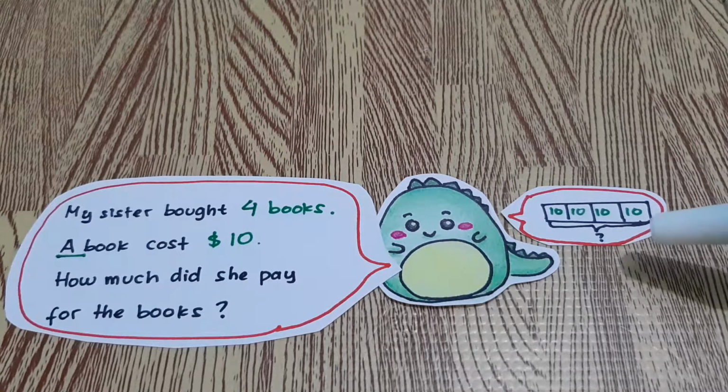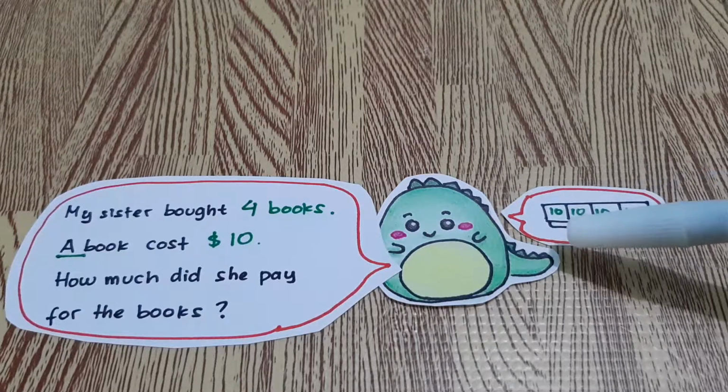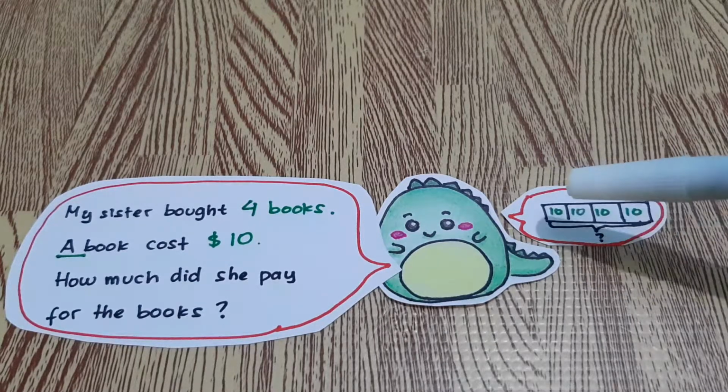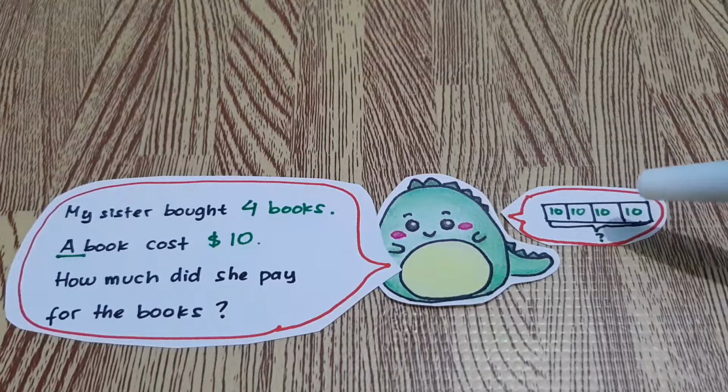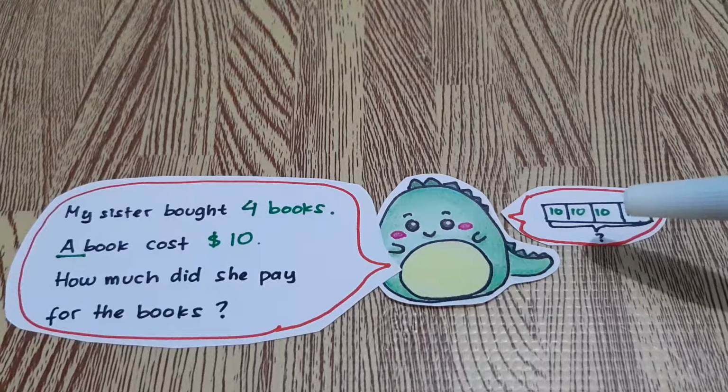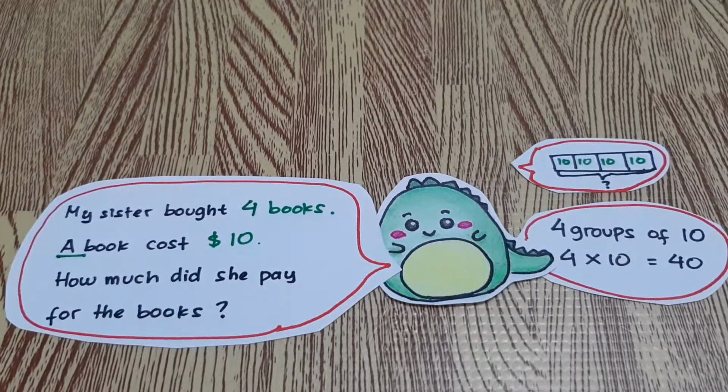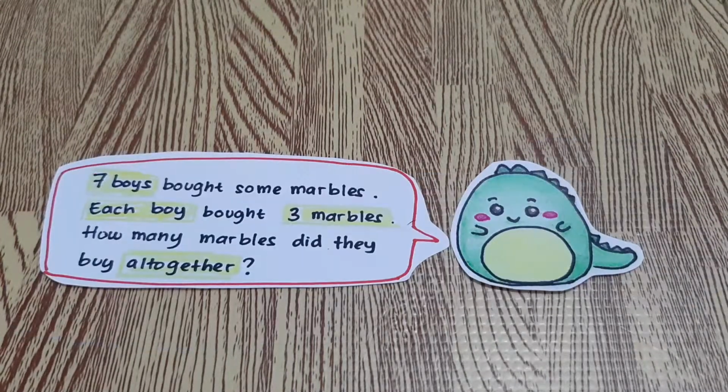So we make 4 bars. And since 10 is 1 book, so 10, 10, 10, 10. I put 10 in each box. I put 10 in each book. Do you understand? So after I write down 10, 10, 10 inside of it, I make the equation. Okay, so we have 4 groups of 10. So 4 times 10 is 40. Do you understand?